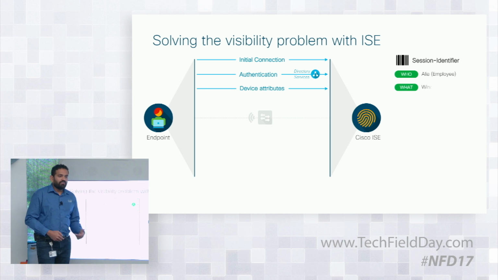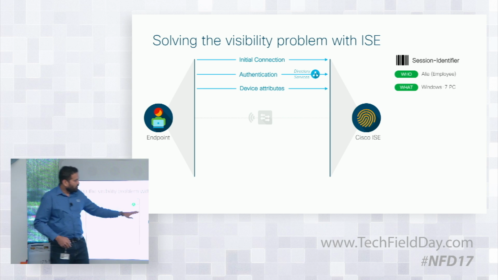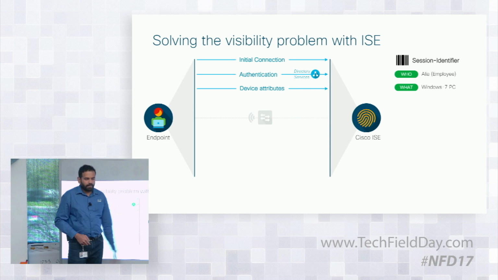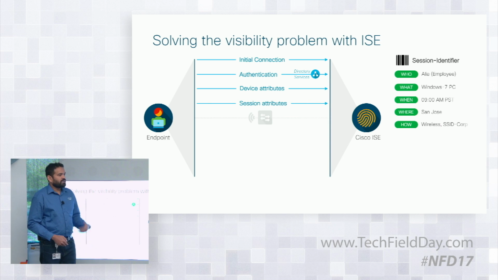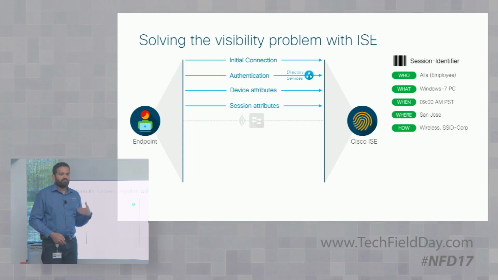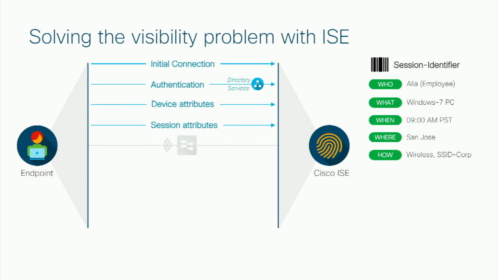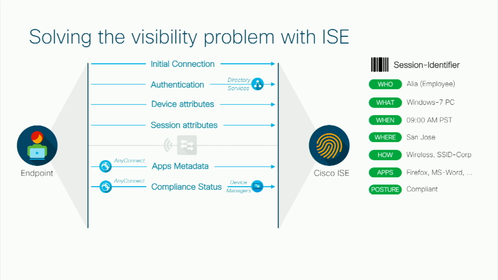We get some additional device attributes. We can tell what kind of device that is. We get some more session attributes. We can tell more information in terms of where it is coming from, the timestamp, and how that particular endpoint is connecting to our network. And if I have specific agents like AnyConnect, I can tell the applications that are running on the endpoint. I can also integrate with device managers.